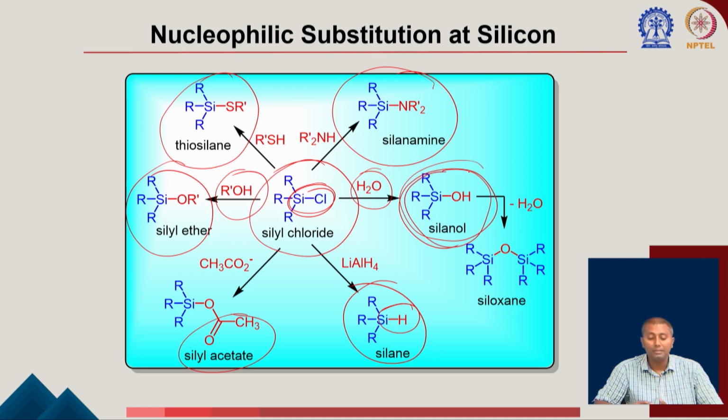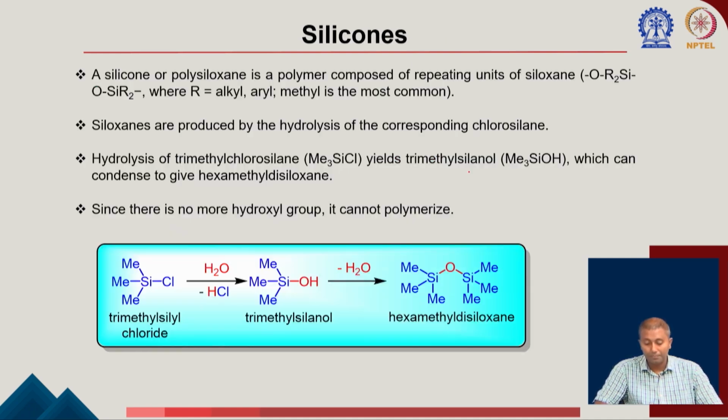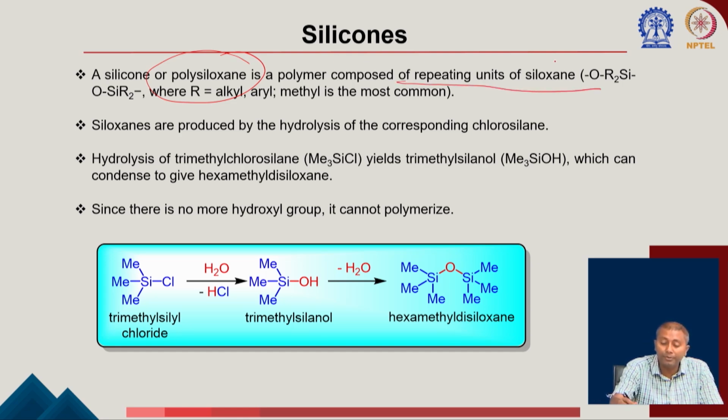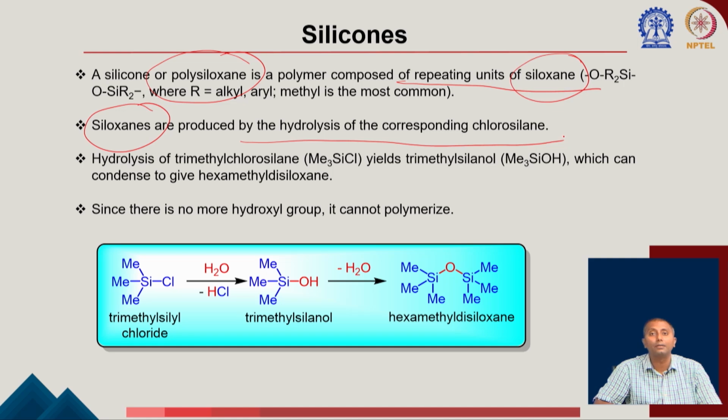I am going to come back in a minute, because from silanol, depending on its structure, you will be able to make different types of polymeric compounds. That leads us to the compounds called silicones. Silicones, or polysiloxanes, are polymers composed of repeated siloxane units. That means you have silicon and oxygen. Siloxanes are produced by the hydrolysis of the corresponding chlorosilane. So, starting from the chlorosilane, you are going to produce the siloxanes.